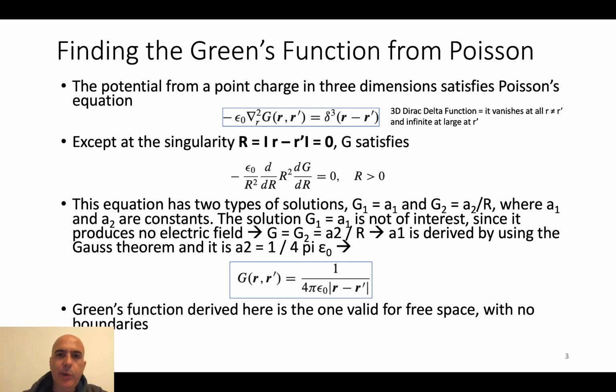One important point I want to mention here is that the Green's function derived here is only valid for free space with no boundaries. If we want to find a Green's function with a certain boundary condition, for instance a perfect conductor, the Green's function will be different, so this needs to be taken into account.